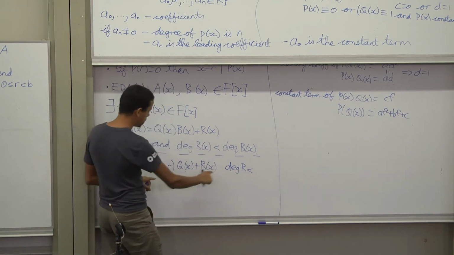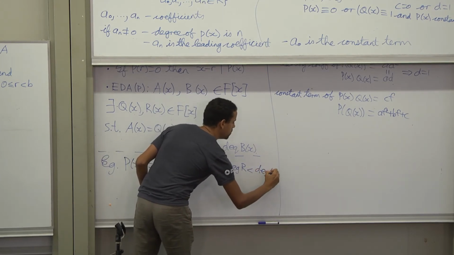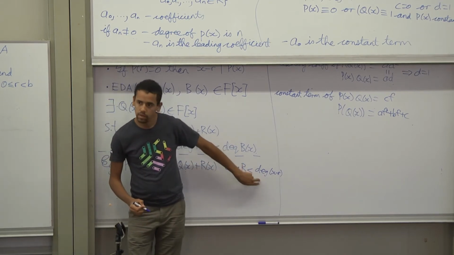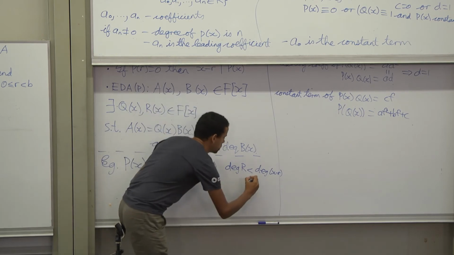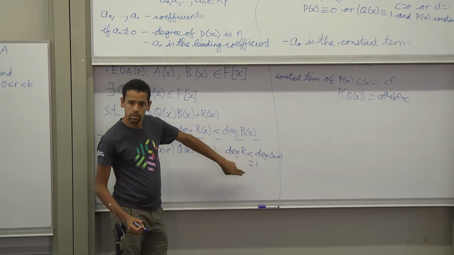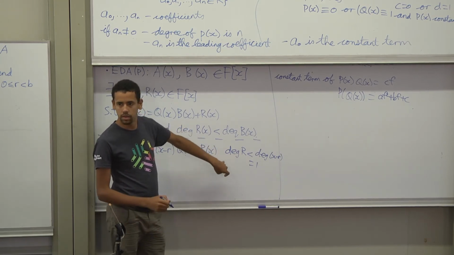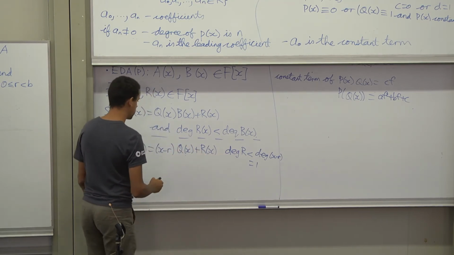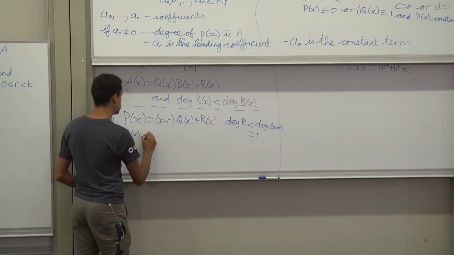So in this case, the degree of r has to be less than the degree of this polynomial x minus r. And the degree of that polynomial is 1. So the degree of r is less than 1, meaning that r has to be degree 0 or a constant polynomial. r is constant.